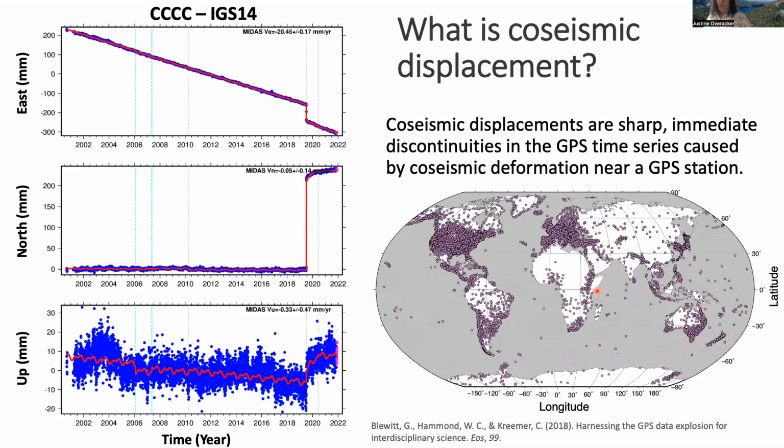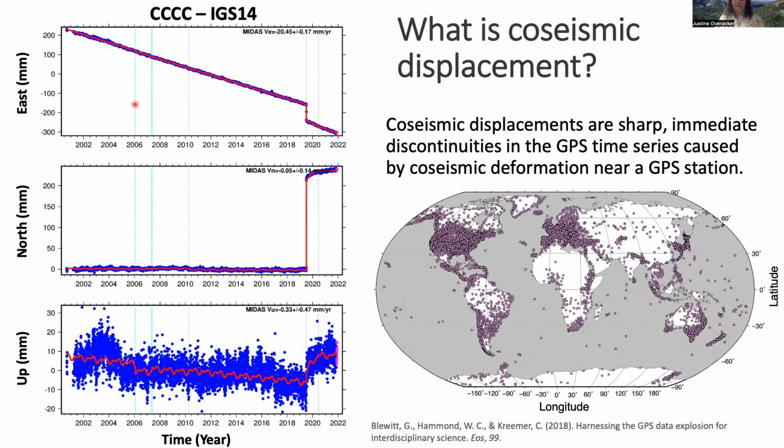So what is a coseismic displacement? A coseismic displacement is a sharp, immediate discontinuity in the GPS time series caused by earthquake deformation near the GPS station. And to the left is an example GPS time series taken from station CCCC near Ridgecrest, California.